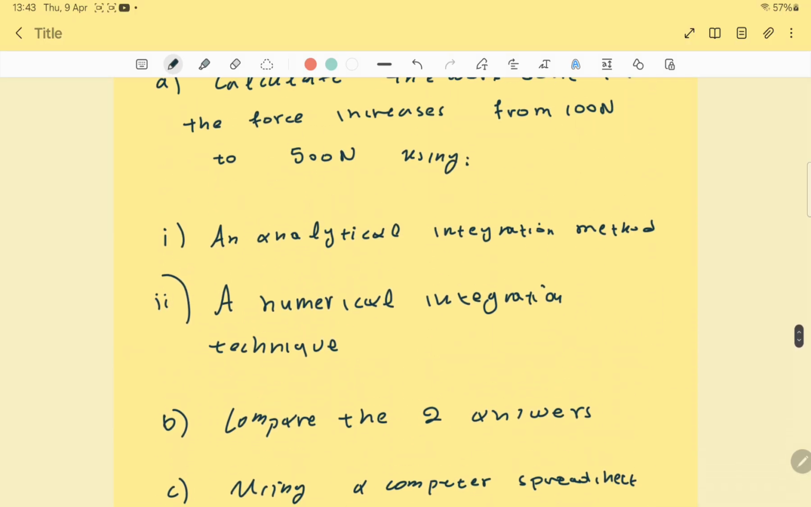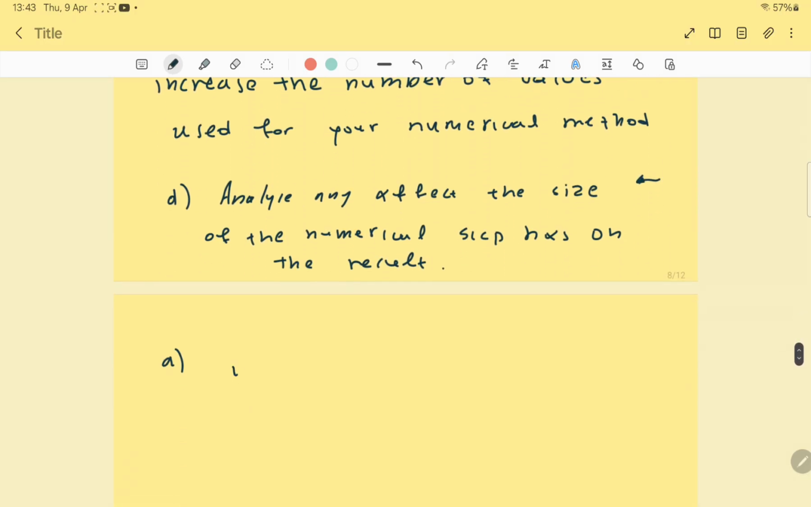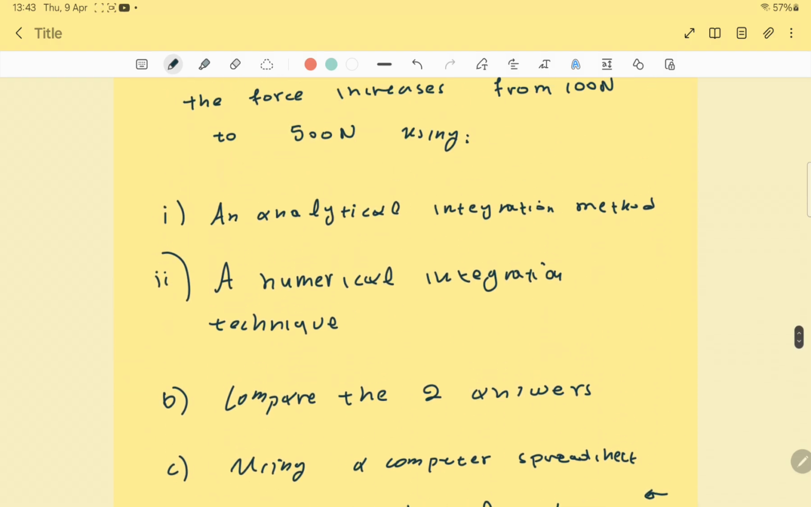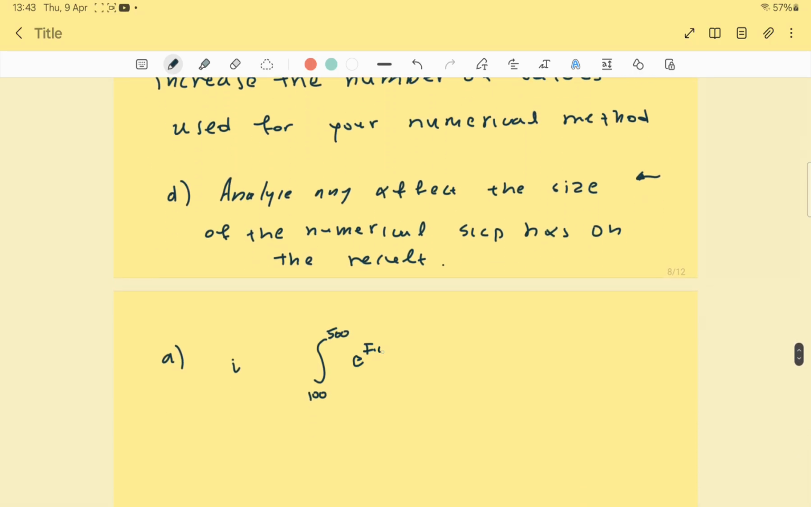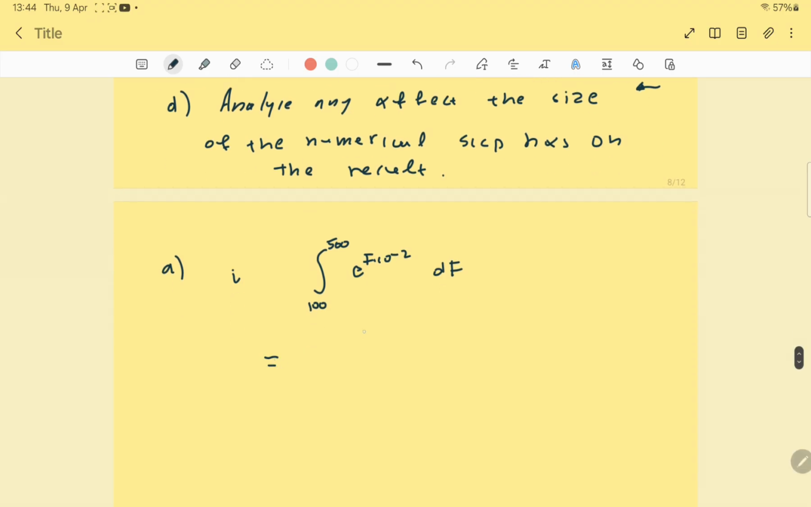So for the first, the analytical technique, we just have to calculate the integral. The work is going to be the area under the curve, so it's going to be the integral from 100 to 500 of e to the power of f times 10 to the minus 2 df. That is going to be e to the power of f times 10 to the minus 2, and to balance you divide by 10 to the minus 2.